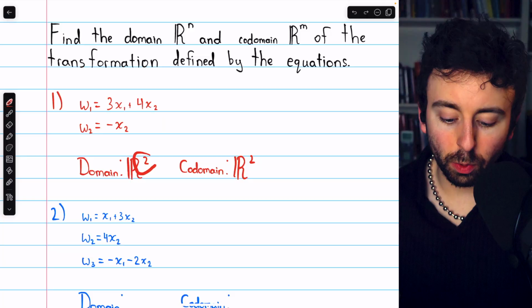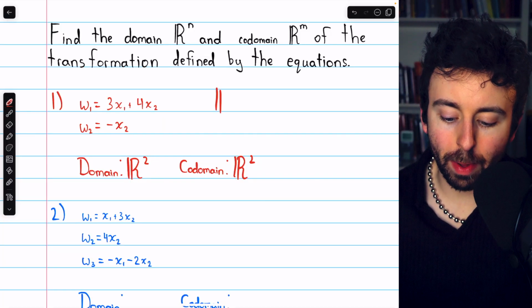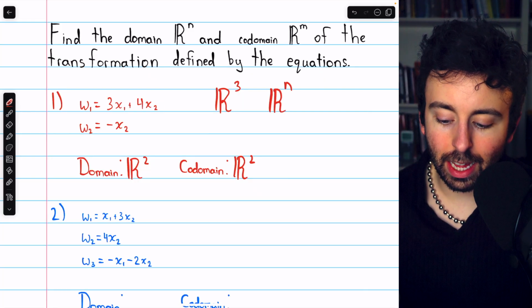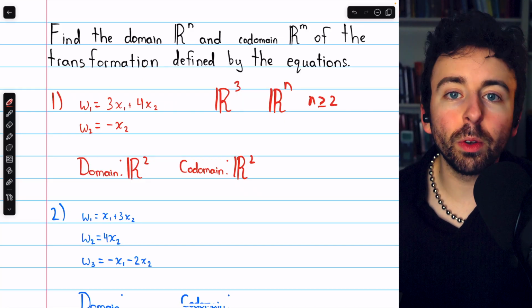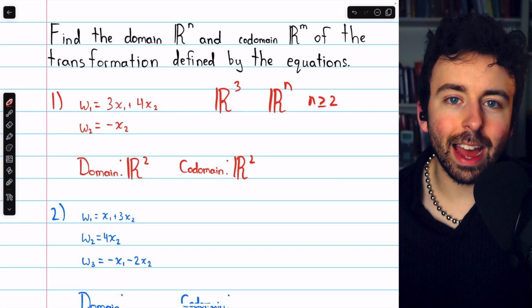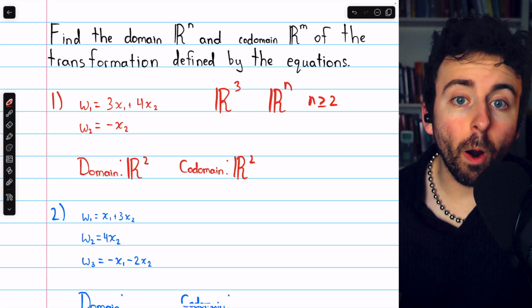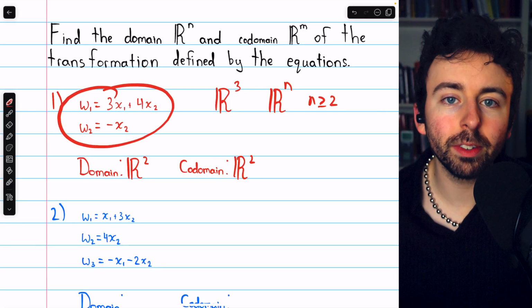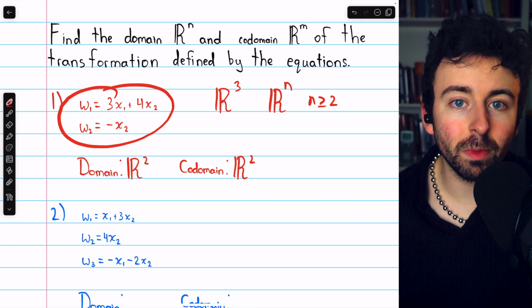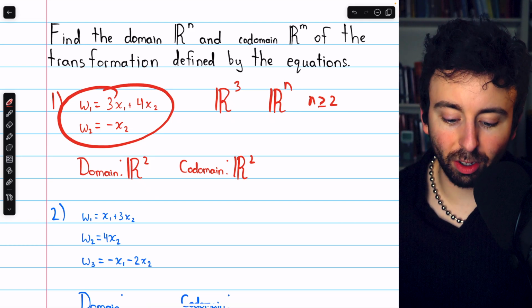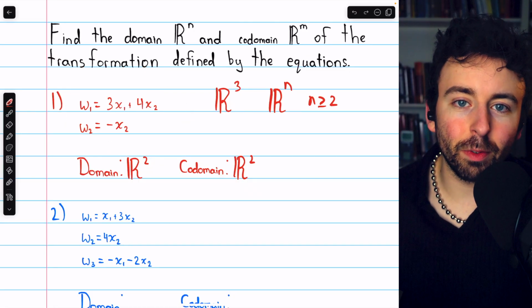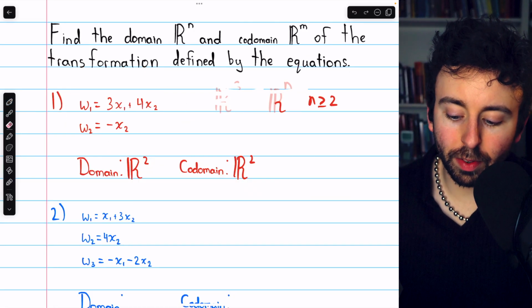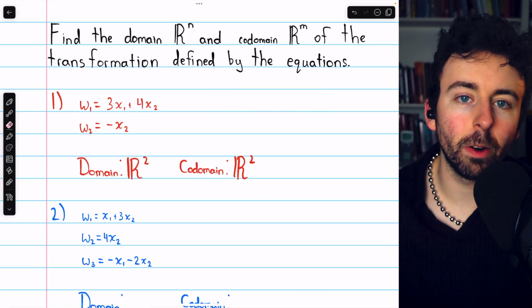Now, we said the domain was R squared, but technically the domain of this transformation could be defined to be R to any power, as long as that power is at least 2, because it could just be that those additional components, x3, x4, whatever, are just not part of the computations for the output variables. It could just be that the output variables don't depend on those additional inputs, and so we don't see them show up in the transformation equations. But we'll assume that's not the case for these problems. We'll assume that the only relevant variables are the ones that actually appear in the equations.